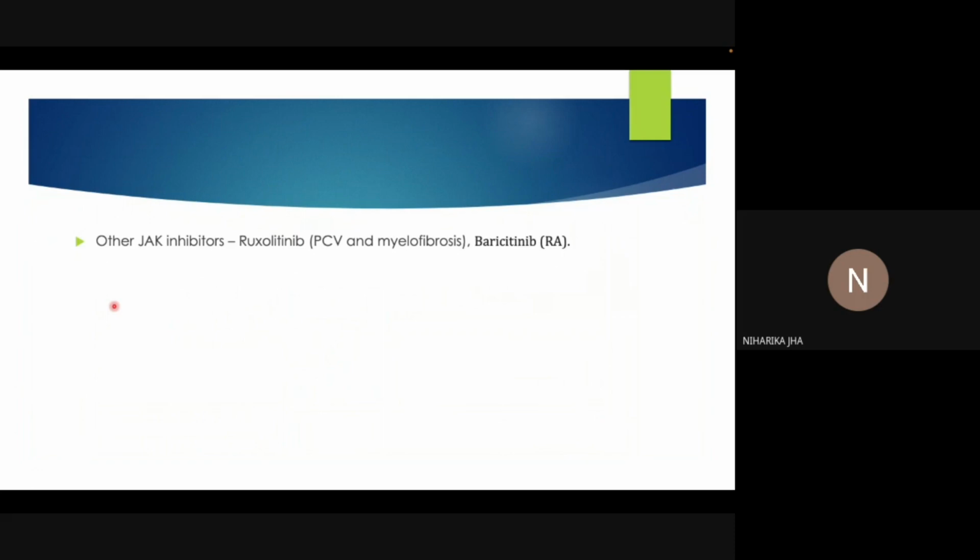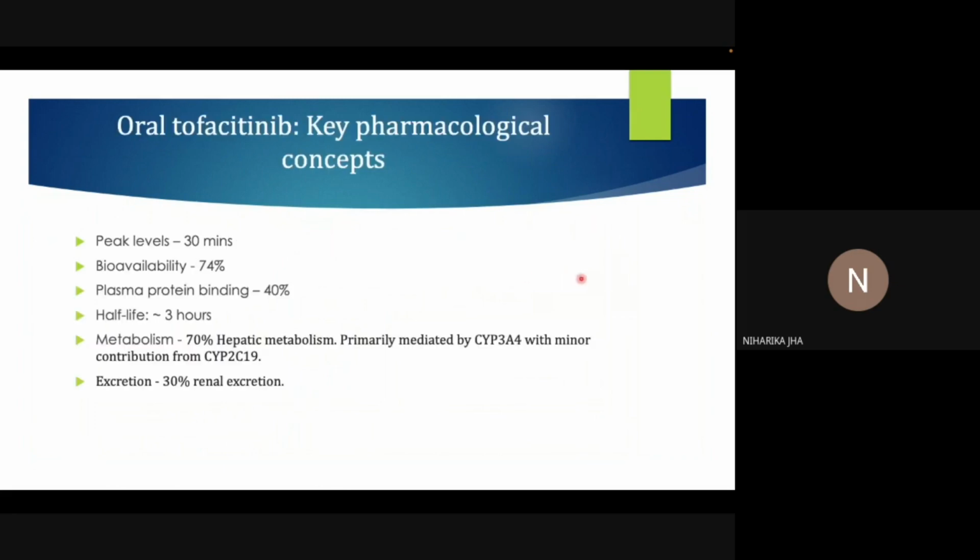Let us learn about the names of a couple more JAK inhibitors. So ruxolitinib is being used in the treatment of polycythemia vera and myelofibrosis, and baricitinib is being used in treatment of rheumatoid arthritis.